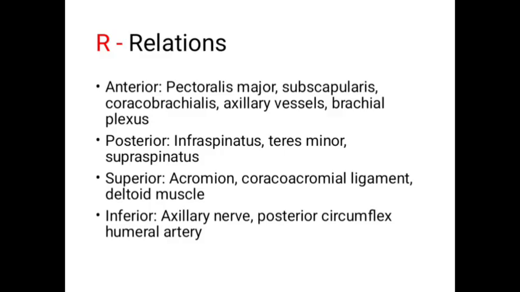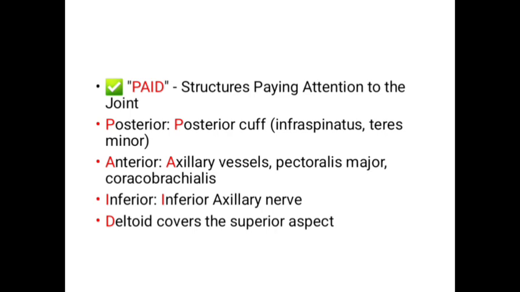The next is R, which is relations. The relations of the shoulder joint include anterior relations: pectoralis major, subscapularis, coracobrachialis, axillary vessels, and brachial plexus. Posterior relations: infraspinatus, teres minor, supraspinatus. Superior relations: acromion, coracoacromial ligament, and deltoid muscle. And inferior relations: axillary nerve and posterior circumflex humeral artery. Now, here's a mnemonic that can help you remember some of these relations of the shoulder joint, and this mnemonic is PAVED.